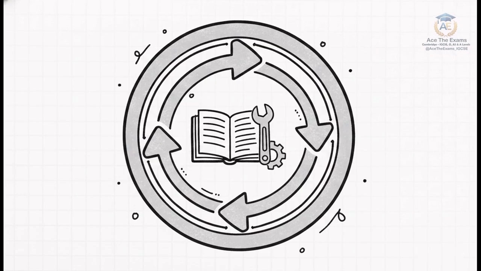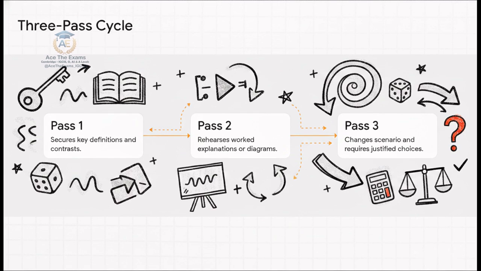Let's talk about the actionable revision strategy that makes you totally adaptable for the Cambridge IGCSE and O-Level exams, the 3-pass revision cycle. This layered approach is a total game changer for computer science, mainly because exam questions almost always blend pure theory with applied reasoning. Here's how you actually run the cycle. Pass 1, secure those key definitions and contrasts, nail the basics. Pass 2, rehearse your worked explanations, your diagrams, your code-like structures. But Pass 3 is where the absolute highest marks are won. You've got to mix up the scenarios, change up the variables, and force yourself to logically and mathematically justify your choices.